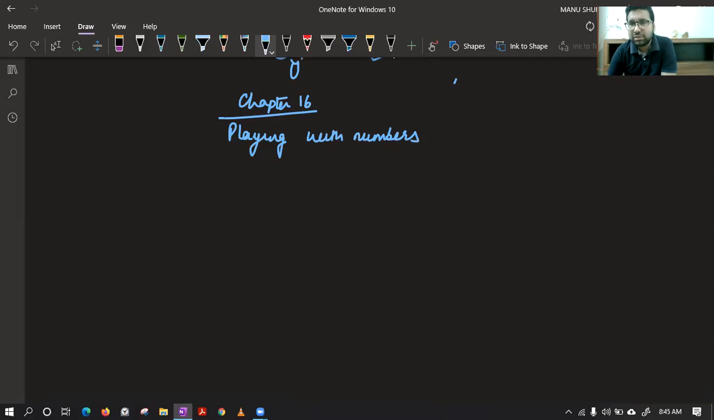Before playing with numbers, we need to understand the numbers in a better way. Whatever you want to play with, you have to first understand their rules, their forms, everything you need to understand. Then only you can play with that thing properly.